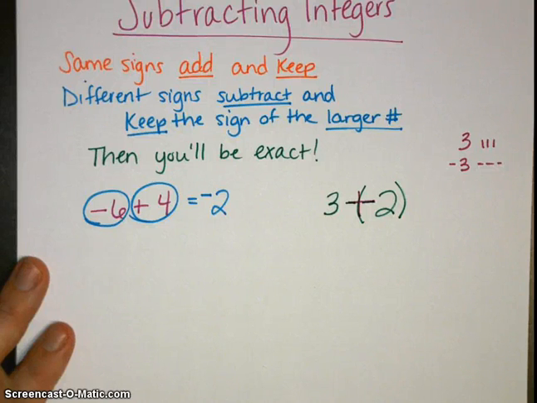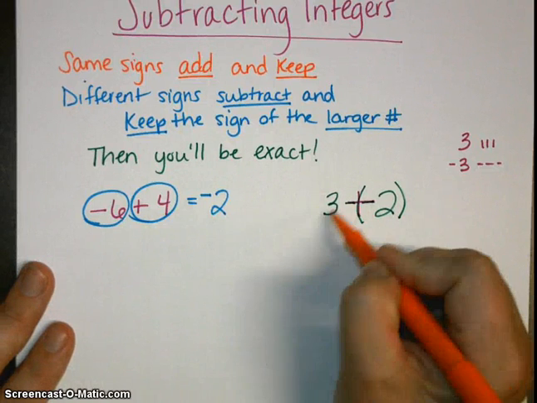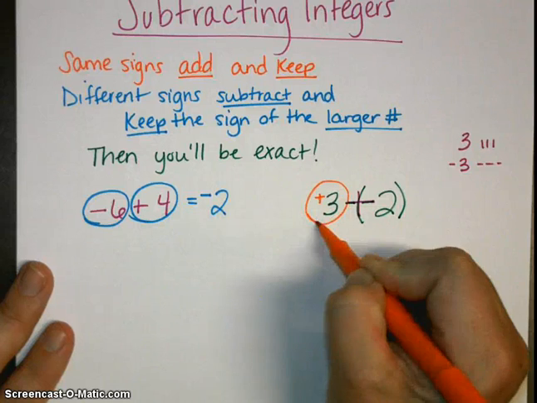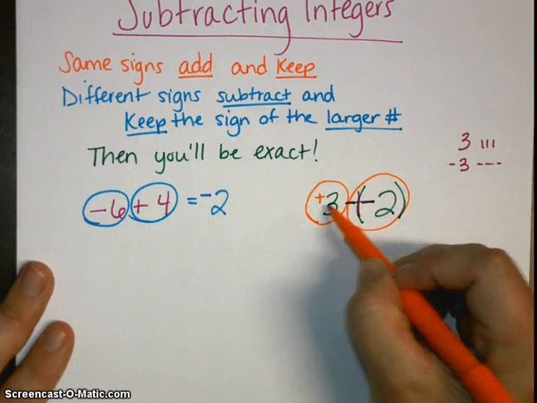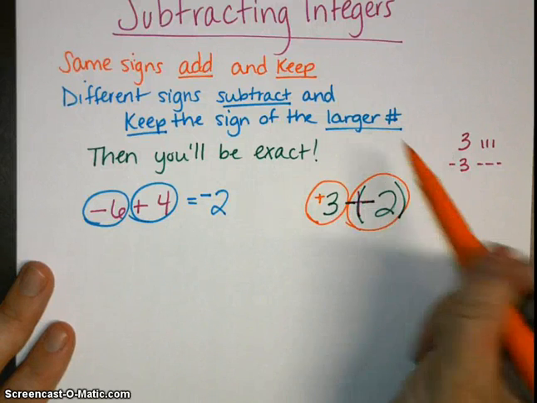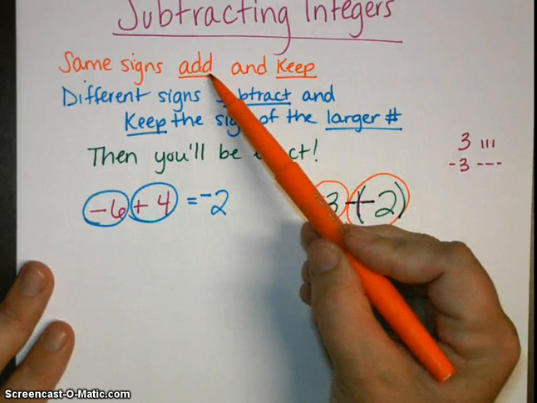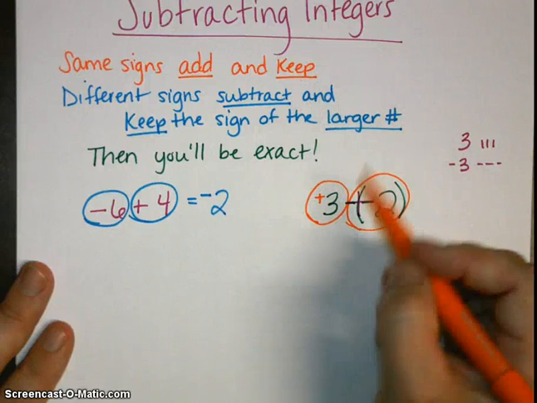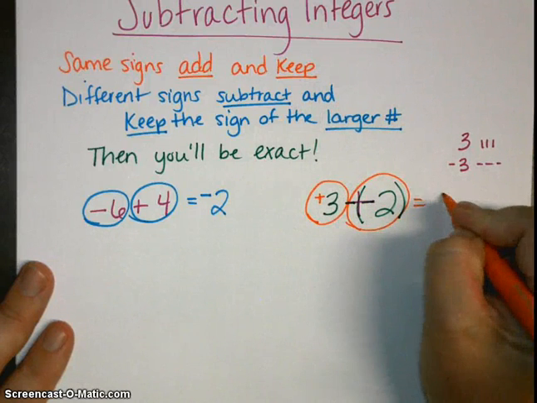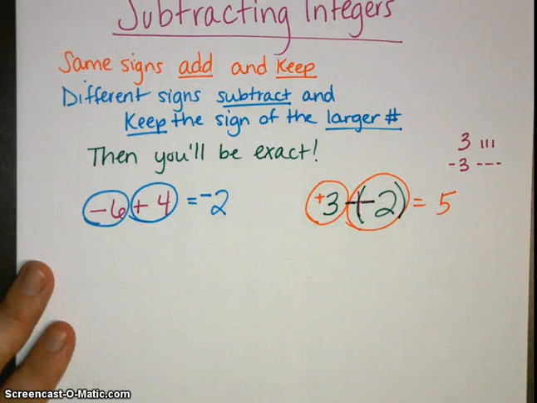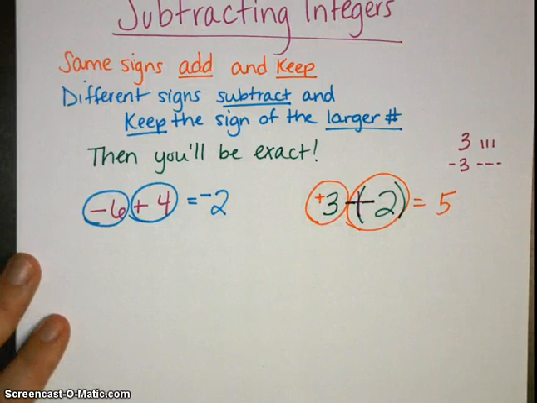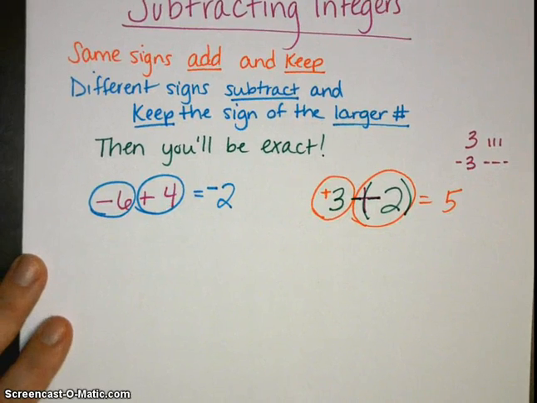Now I ask myself, 3 is positive because there's no number in front of it, and now this too becomes a positive. So both signs are positive, so I deal with same signs. I'm going to add the numbers and keep the sign. So 3 plus 2 is 5, and they're both positive, so I keep the +5, but I don't have to write the positive sign.